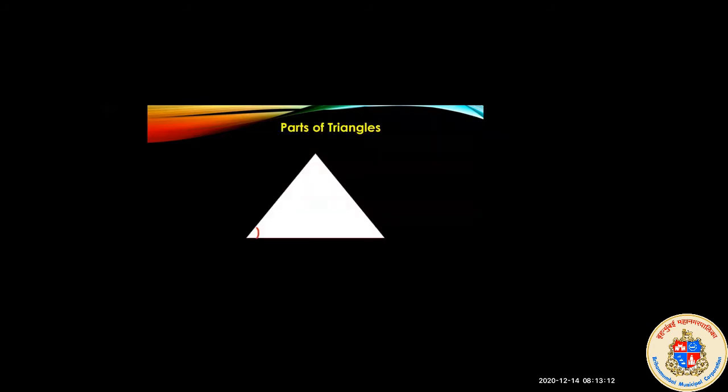Now there is a triangle and we have to mention the vertices, sides, and angles. So first we will see the vertices. This is vertex P, then this is vertex Q, this is vertex R. Okay, so these are 3 vertices. Like this you have to write the vertices: vertex P, vertex Q, and vertex R.